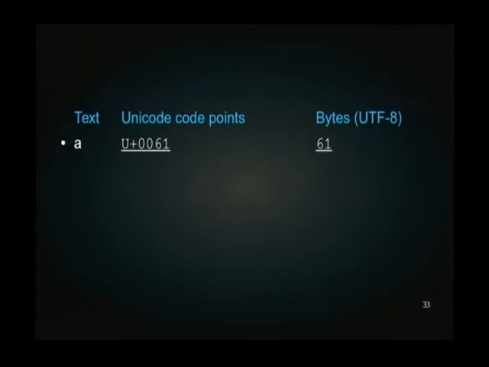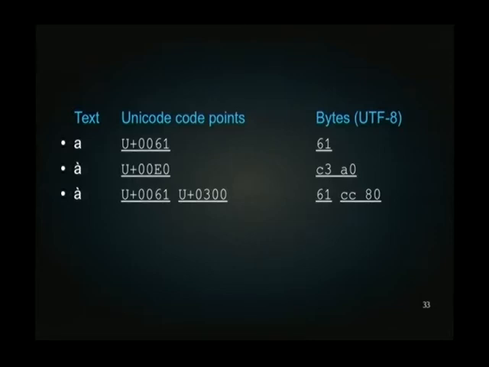There's a code point, I forget its official name, but its value is 30, and that's called a precomposed character, which is an A with an accent on it. But you can also do the same thing with two code points. You can have lowercase a and then a combining character which represents the accent.